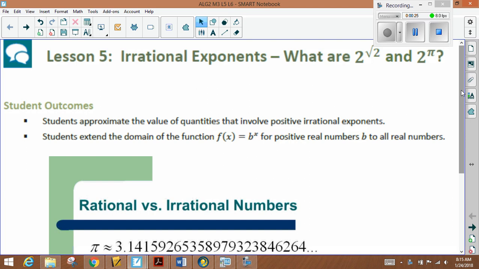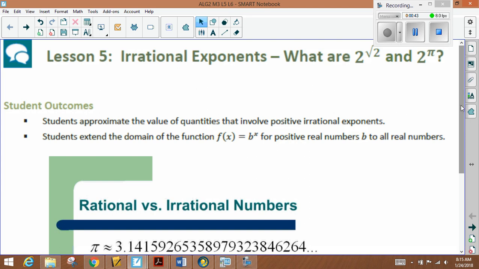As a ratio. As a matter of fact, they're strange because they just keep going on and on forever and ever. Those decimals never end. So they're very strange numbers. What happens when they're exponents?